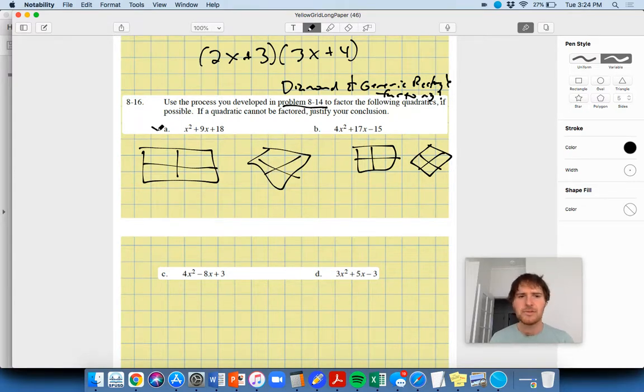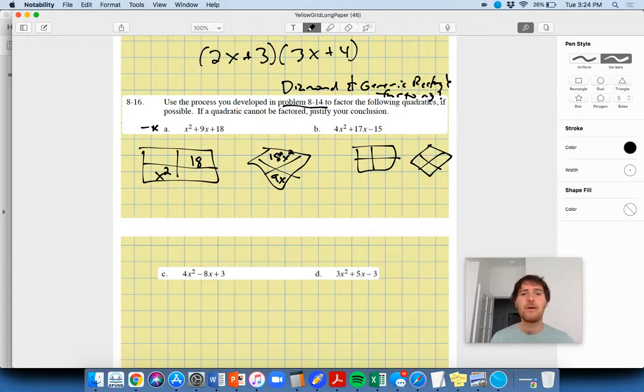All right, let's start with this one here, start with A. What do I do first? Put my x squared down here, put my 18 here. This is going to multiply to 18x squared. That goes in the top of my diamond. This also multiplies to 18x squared, but it's got to do what else? It's got to add to 9x. Where did I get that? That's the middle term right there.